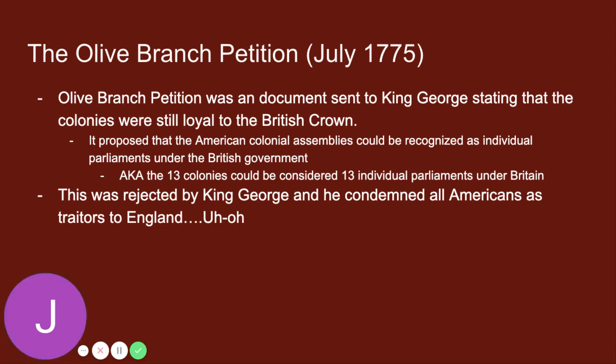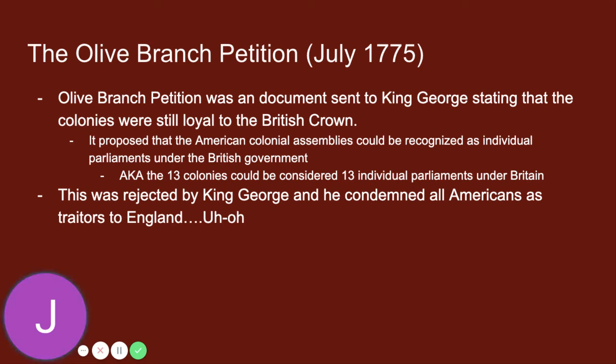The Olive Branch Petition took place in July of 1775. This was really interesting because the Olive Branch Petition was a document that was sent to King George stating that the colonies were still loyal to the British Crown. So even though we were fighting against the British, we still wanted to be recognized as British citizens. We still wanted to be part of Great Britain.